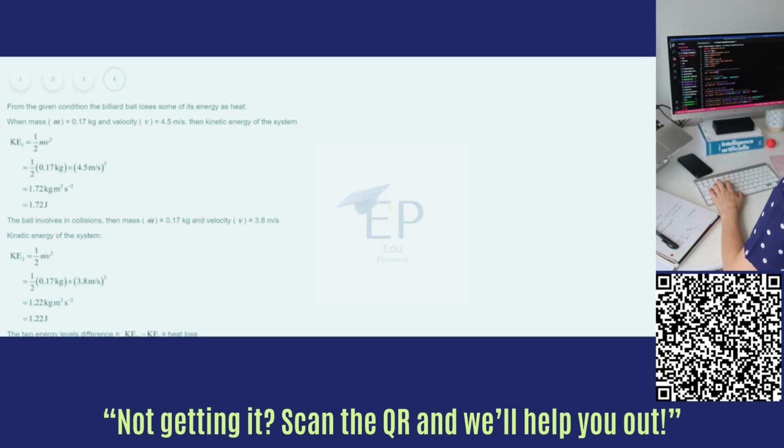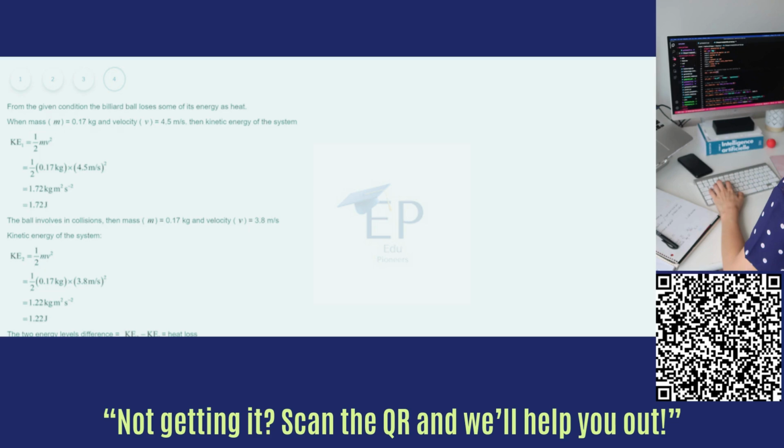The ball involved in the collision, then we have mass and velocity. Again, the kinetic energy of the system can be determined as half mv square. This is the second kinetic energy, which turns out to be 1.22 joules. The difference between energy levels can be determined by the formula K2 minus K1, that is, kinetic energy of the second system minus the kinetic energy of the first system, which gives us the loss of energy as heat equal to negative 0.5 joules.